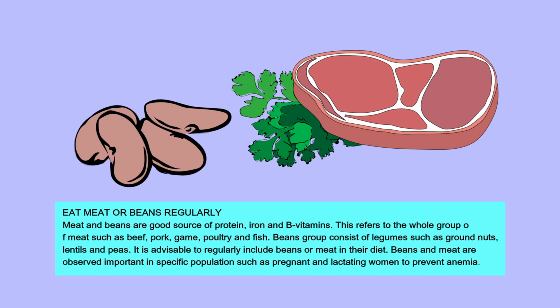Eat meat or beans regularly. Meat and beans are a good source of protein, iron, and vitamin B. This refers to the whole group of meat such as beef, pork, game, poultry, and fish. The beans group consists of legumes such as groundnuts, lentils, and peas. It is advisable to regularly include beans or meat in the diet. Beans and meat are important in specific populations such as pregnant and lactating women to prevent anemia.